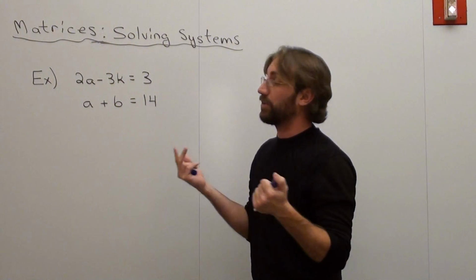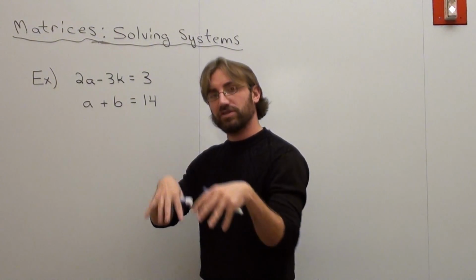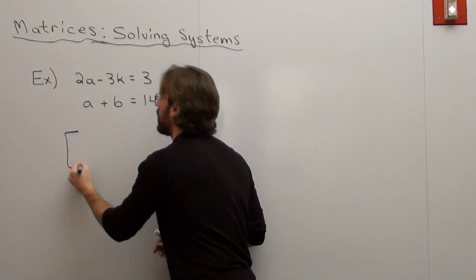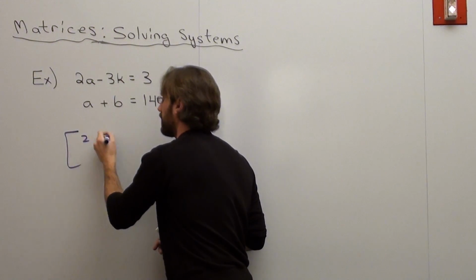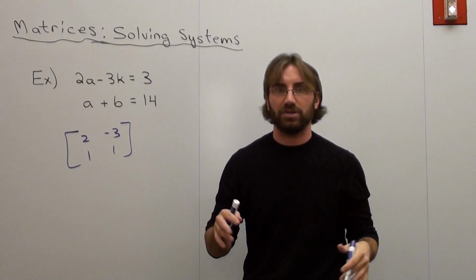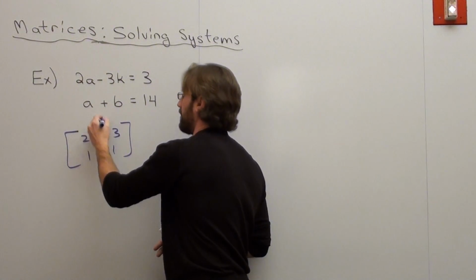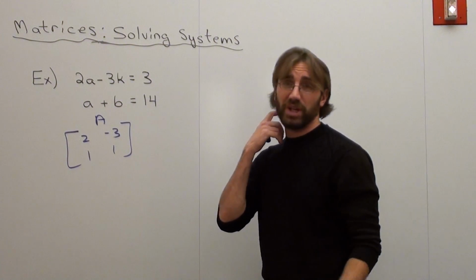And here we go. We're going to create a coefficient matrix. Coefficient matrix just means the numbers in front of the variables. And those are 2, -3, 1, and 1. That's my coefficient matrix. I'm going to call that A just because I've been calling every matrix that I've been doing A. We're going to create a variable matrix.